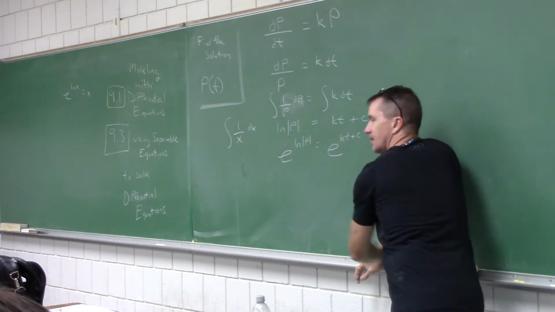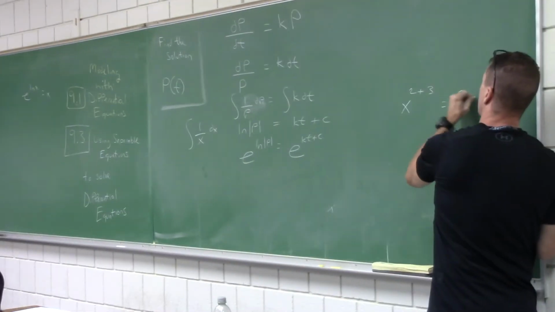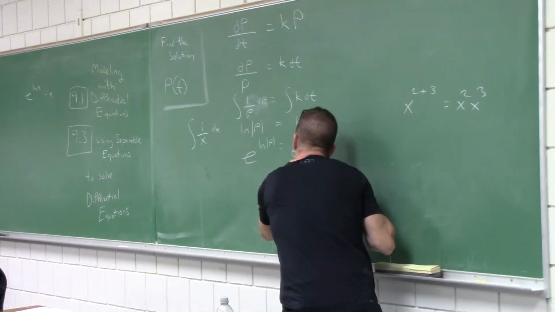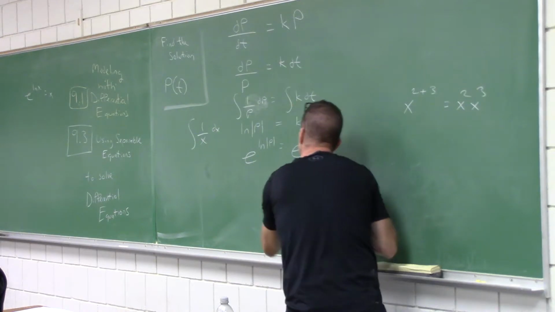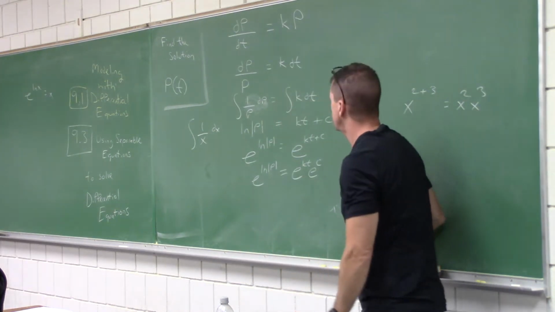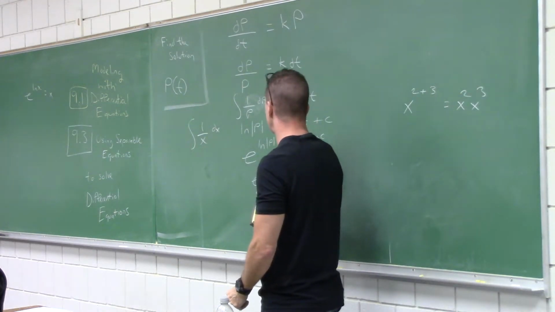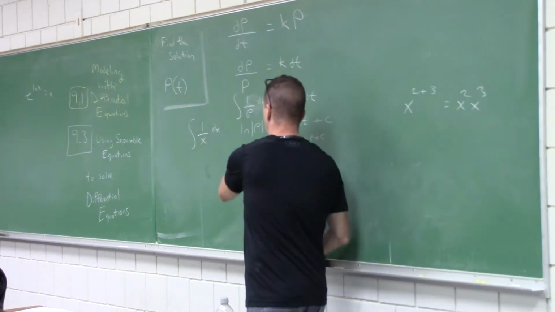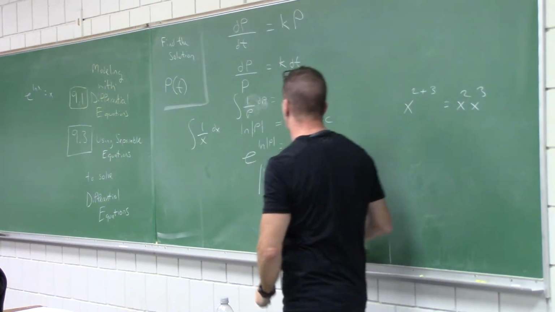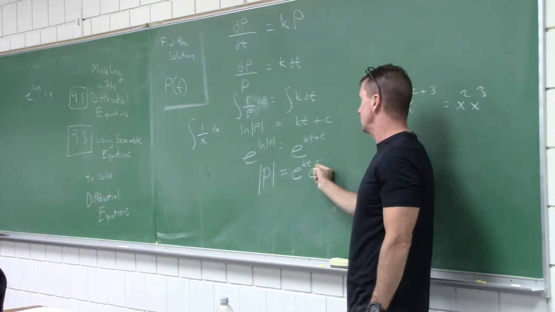Now I'm going to write this another way. Did you know x to the 2 plus 3 can be written as x squared times x cubed? So let's rewrite this as e to the kt times e to a constant. We'll leave the left right here. What's e to the ln P? It's just P. The bars are still there, but we're going to take those bars off in a second because we have this unknown constant, plus or minus.